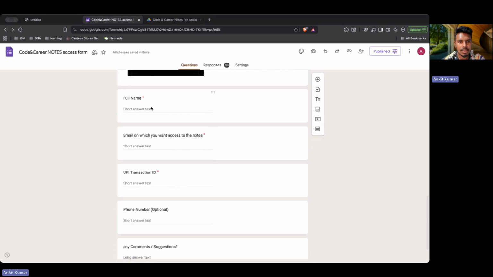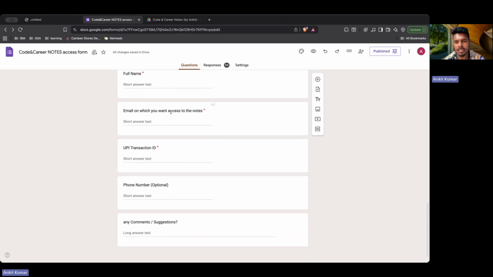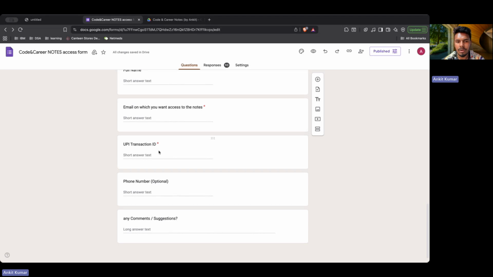You have to fill all the details here. You have to give your full name and your email ID on which you want the access, so I'll be sharing my Drive folder with you on this email ID. Then the UPI transaction ID you would have got once you make the UPI payment; I need that transaction ID here. Some people fill their own UPI ID in this text form and they don't pay and they just fill the form with their UPI ID. That is not valid, and I won't be sharing notes with those people. Some of the responses I have here are like that.